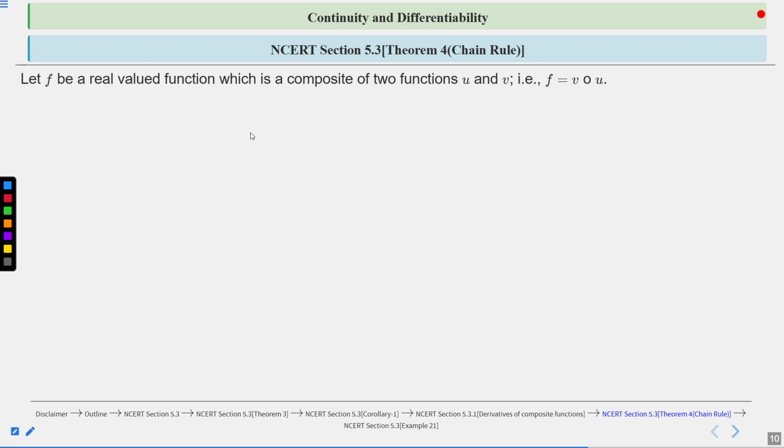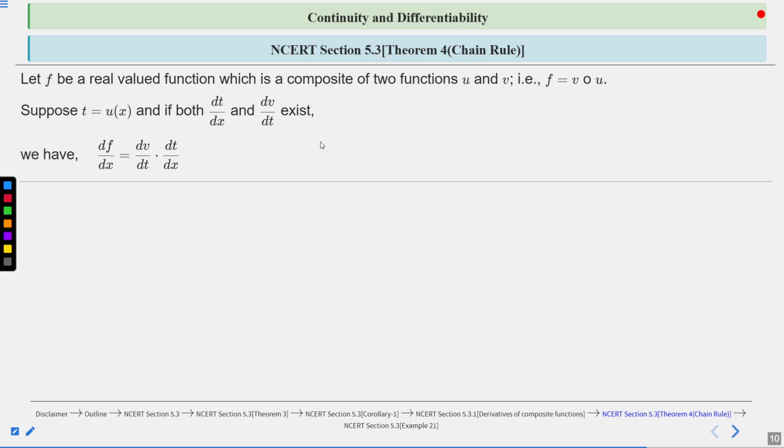Theorem 4, NCERT section 5.3, which is the chain rule. Let f be a real valued function which is a composite of two functions u and v, that is, f is basically v∘u. Suppose t is equal to u(x), and if both dt/dx and dv/dt exist, then we can say that df/dx will be equal to dv/dt into dt/dx.